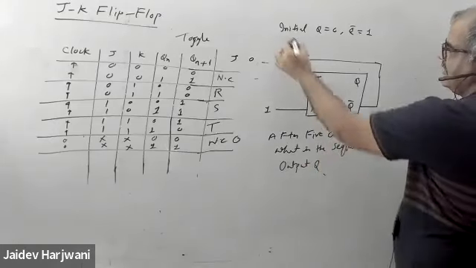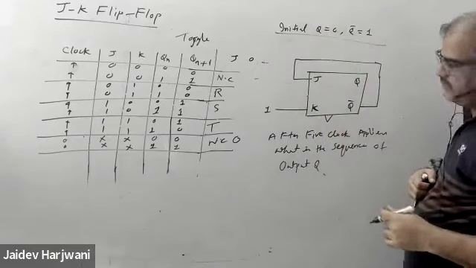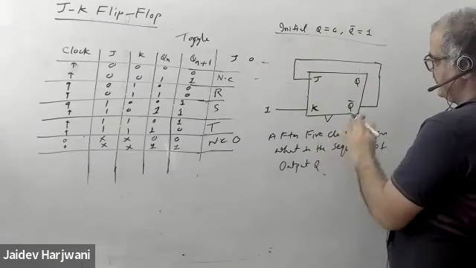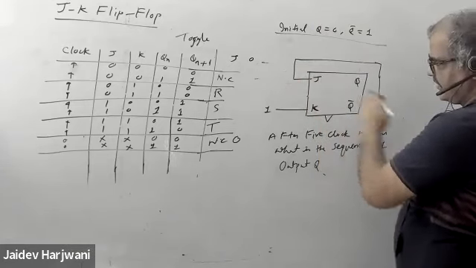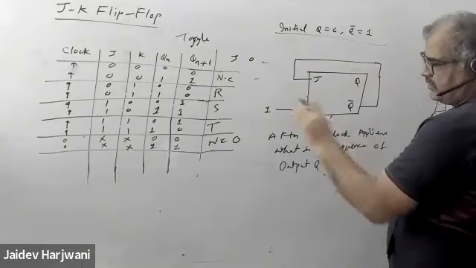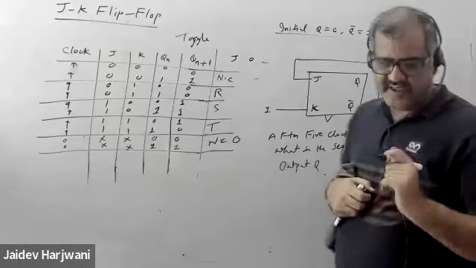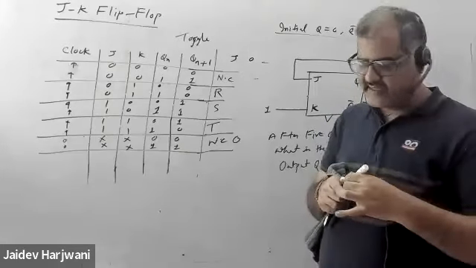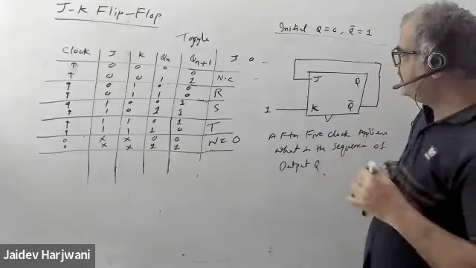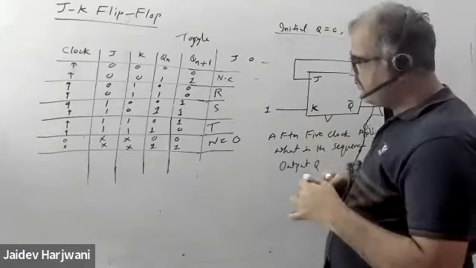So you have a JK flip flop connected like this. Now you're giving the clock, and with each clock there will be a transition. So he asks what is the sequence of output. Initially your Q is 0. They have given you options.